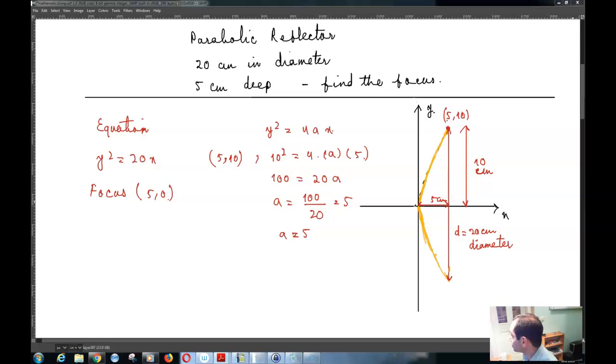So if I go back to the answer that they have given here, the focus is at the midpoint of the given diameter, which makes sense because the focus is exactly over here at the midpoint of the given diameter. Okay, so that's basically that.